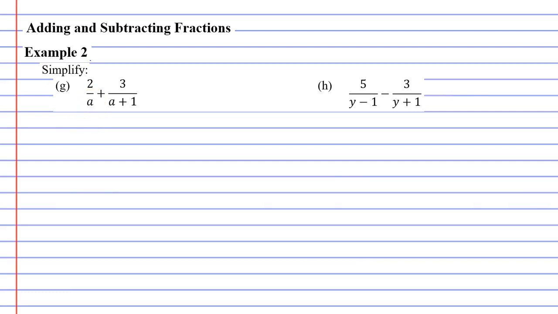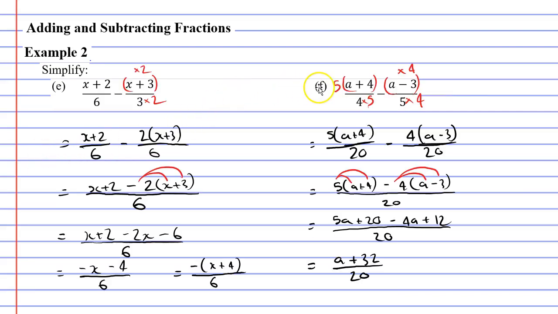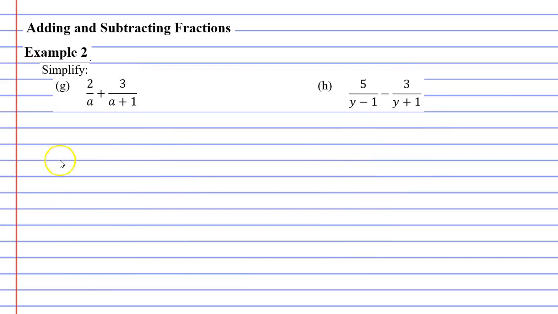Getting tougher again. This time we've got a and a plus 1. So how are we going to make the denominators the same? Some of you may have noticed that when you look at the denominators, quite often I multiply them together so that I know what my new denominator is going to be. And a really good example of that, if I go back to question F, I turned 4 and 5 into 20. And I knew that because 4 times 5 is 20. So I'm going to do that here.